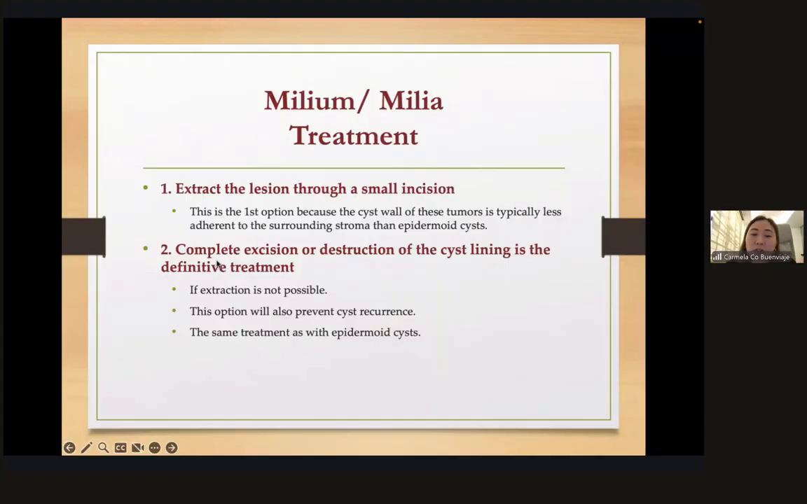Another possibility of treatment would be the complete excision or destruction of the cyst lining. This is actually the definitive treatment, especially if extraction is not possible. This option will also prevent cyst recurrence, because if it's just option one, extraction, there's a high chance that the milia cyst will recur. So option two prevents cyst recurrence. And this is also the treatment that we do for epidermoid cysts, which is complete excision.